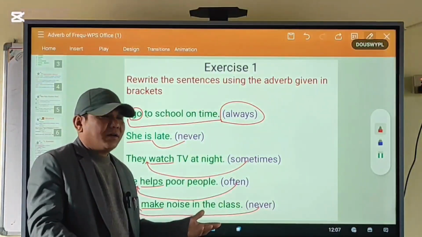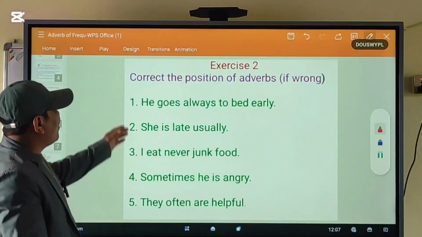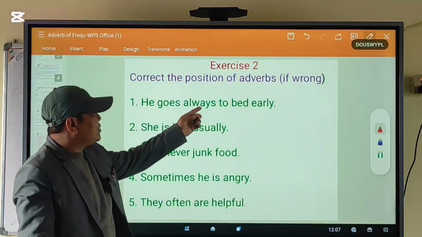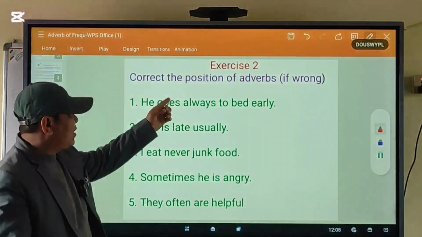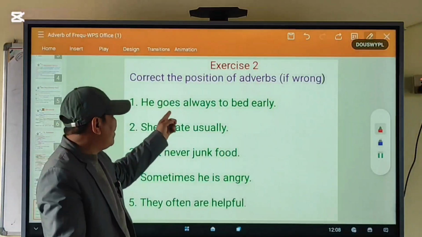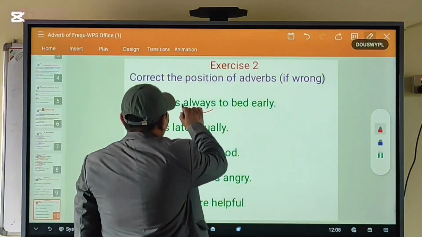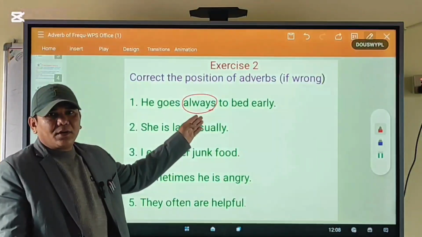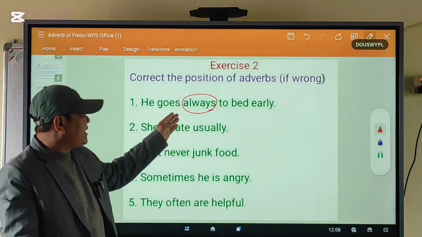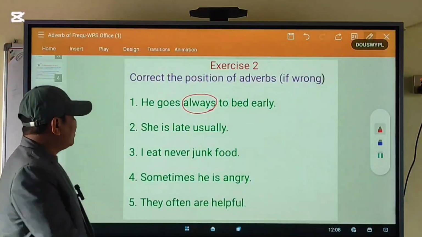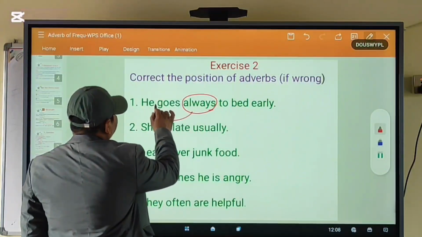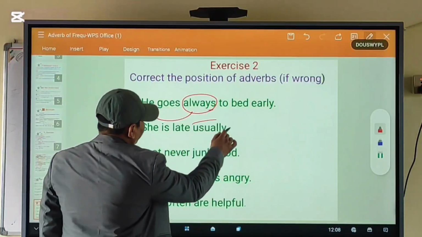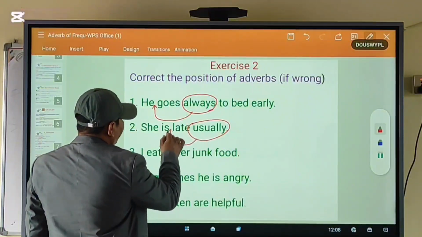Now the next exercise is to correct the position of adverbs if wrong. Definitely he goes always to bed early. Definitely this is a wrong sentence. The adverb of frequency, always, has been used in the wrong position. Okay, he always goes to bed early. Okay, she is late usually. Okay, she is usually late.